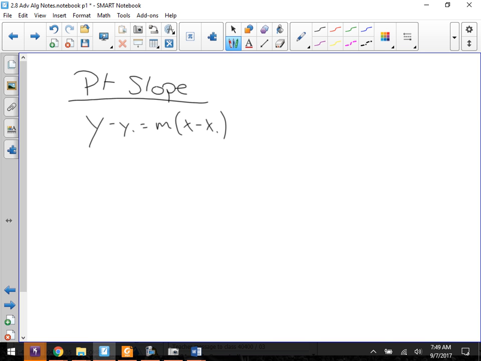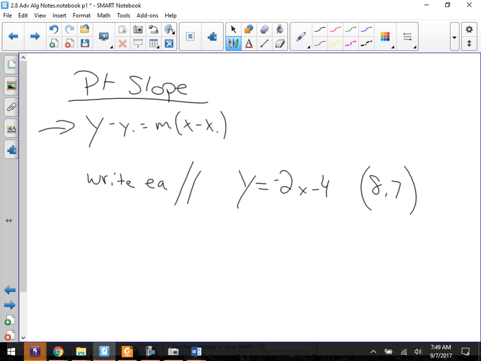So you've been using that whole idea of AH&K without knowing that you've been using it. Now, the reason why I wanted to remind you of this one was because if we wanted to write the equation that is parallel to y equals negative 2x minus 4, and it goes through the ordered pair 8, 7. This is the style problem where you would utilize point slope form.